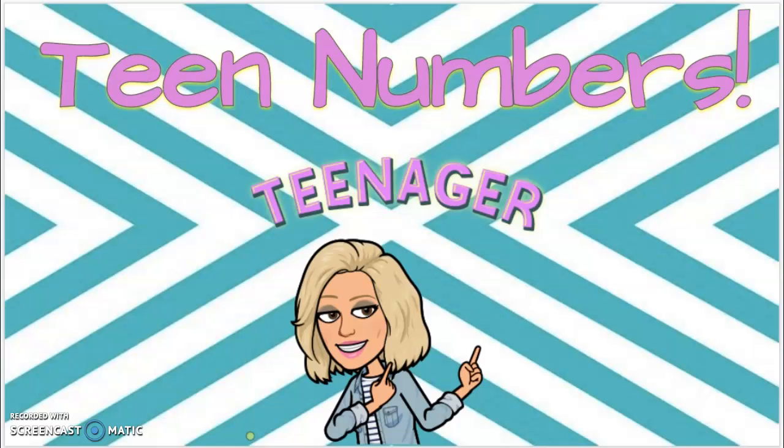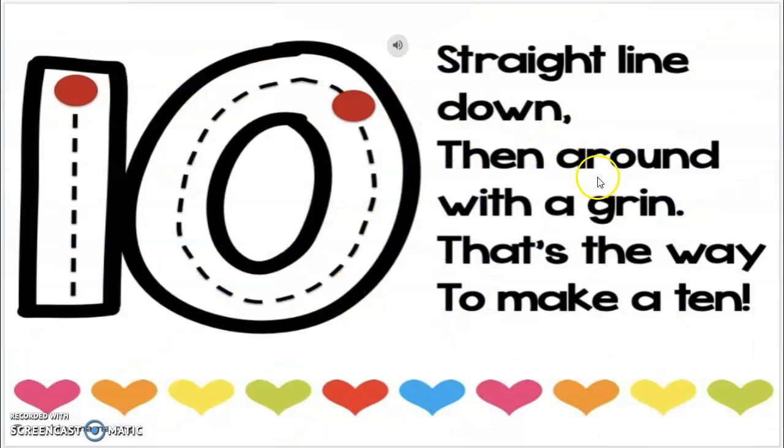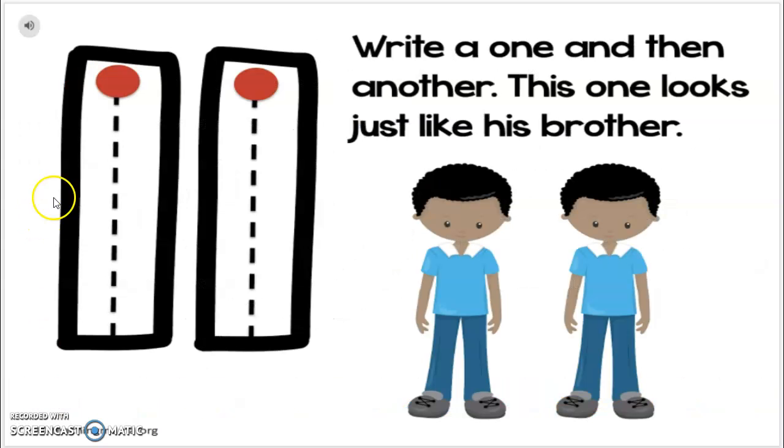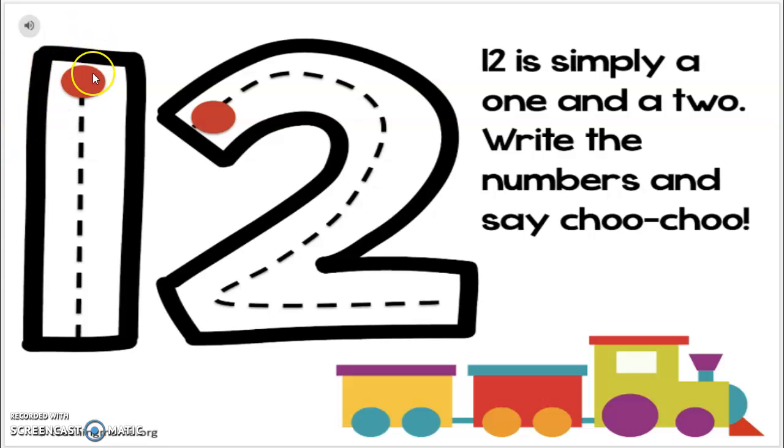So let's look at which one we have. First of all, let's review the ones we've already learned. A 1 and a 0 is a 10. A 1 and a 1 is an 11. Today we're going to do 12.